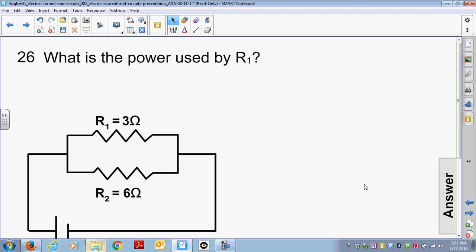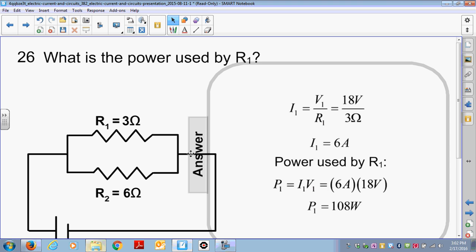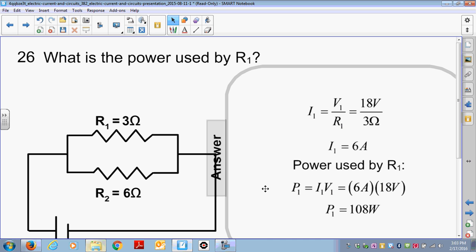What is the power used by R1? Go ahead and pause if you need to. Okay, so the power is equal to I1 V1. We saw for I in the previous part, it's 6 amps. So 6 times 18 gives us 108 watts.